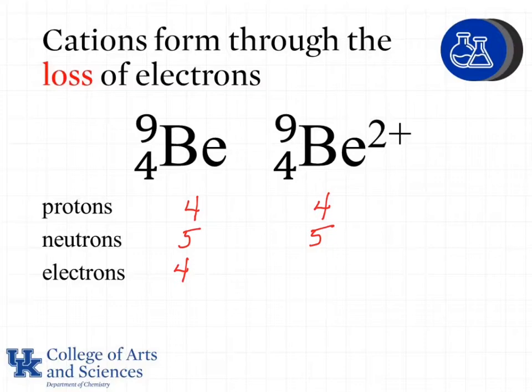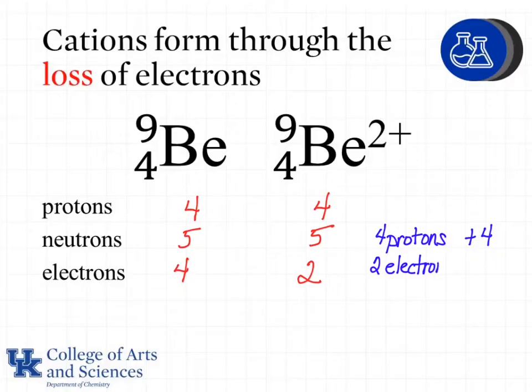Because we have a 2 plus charge to form a cation, that means we have lost electrons, and so we have 2 electrons. When we look at the charges, we know that protons have a positive 1 charge, so we have plus 4 from the protons. 2 electrons, each with a minus 1 charge, so we have minus 2, and that results in an overall charge for the ion of plus 2.